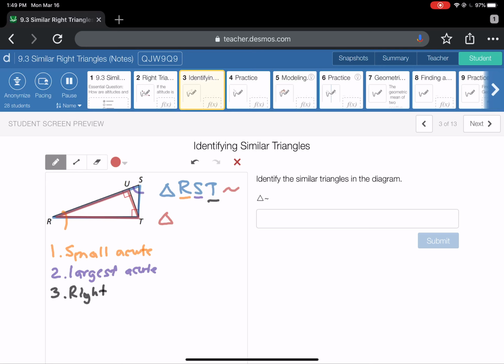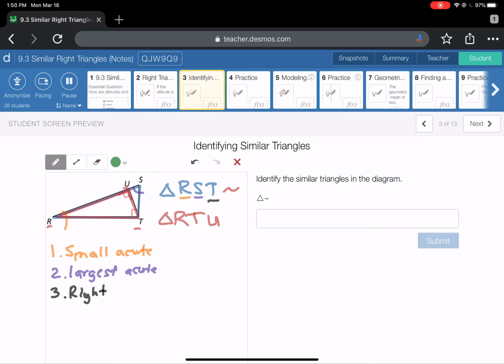First thing I have to do is put the small acute angle from this red triangle. Which one of the angles, U, R, or T, is the smallest acute angle? Well, that's going to be R. So I'm going to also start with the letter R here because it is the small acute angle. Next, I'm going to put the largest acute angle, which in this case is angle T. And then finally, we're going to put our right angle, which we have as angle U. So that's how we name our right triangles.